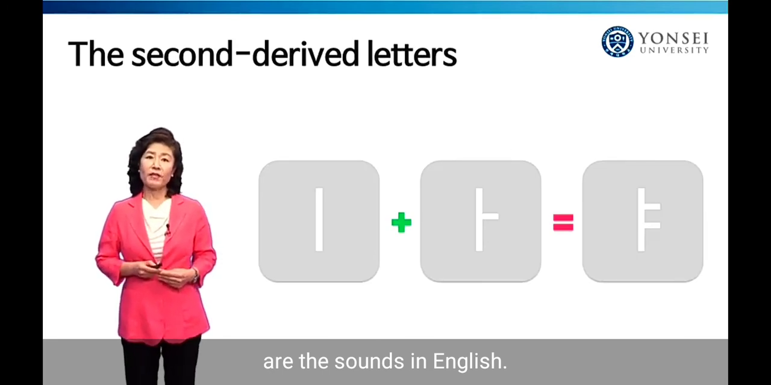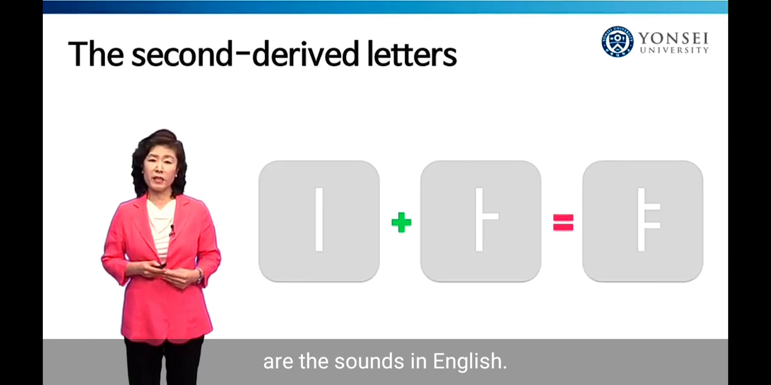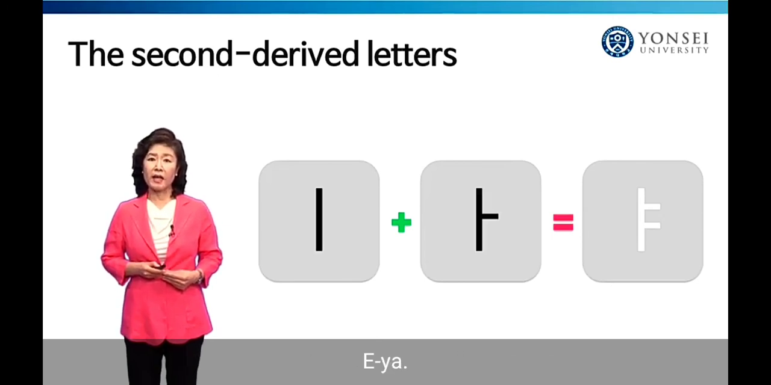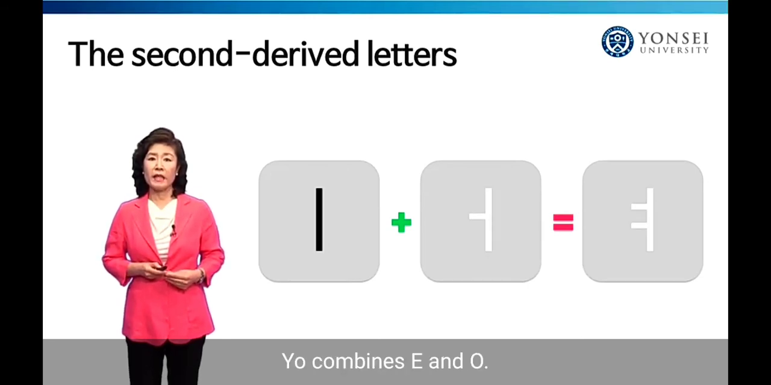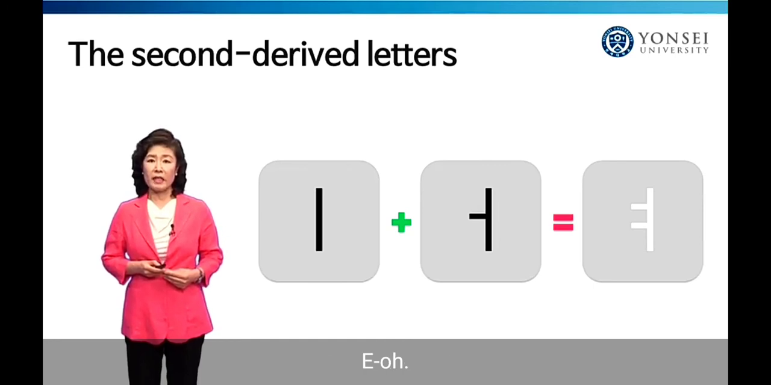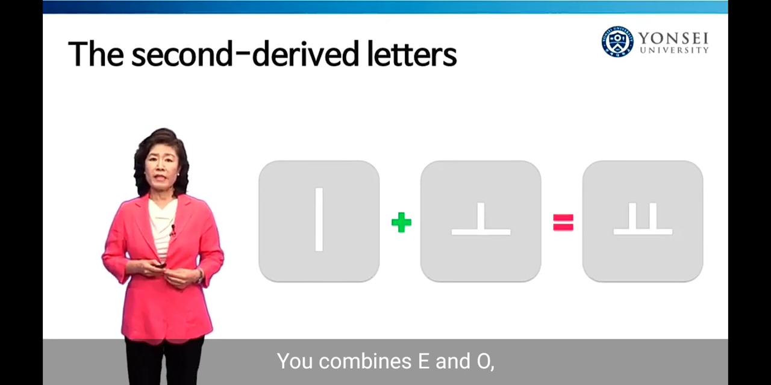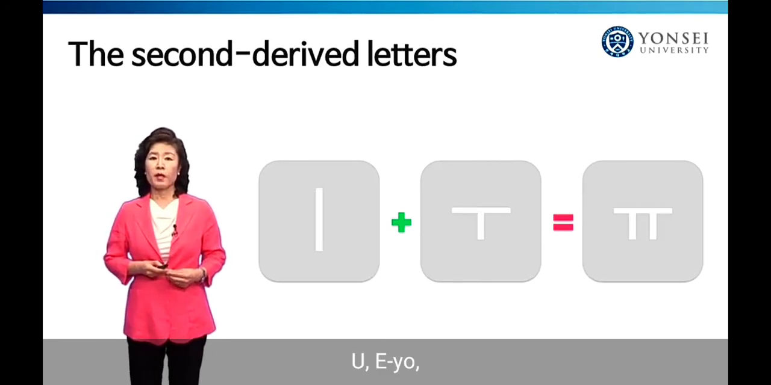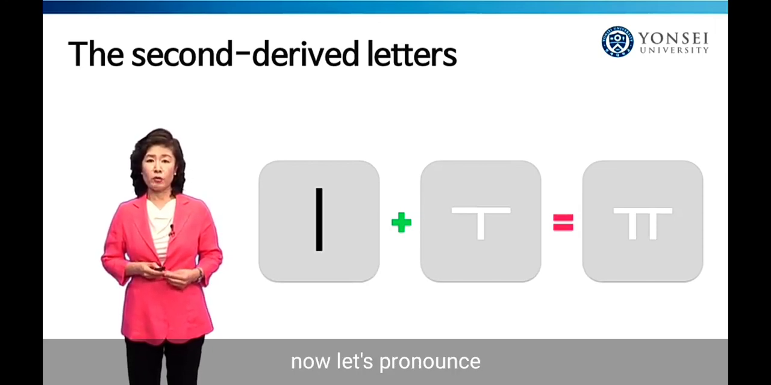Next, we have the second-derived letters, which are diphthongs in English. Ya combines the E sound and the R sound. Ya. Yo combines E and O. Yo. Yo combines E and O. Yo. You combines E and U. You.